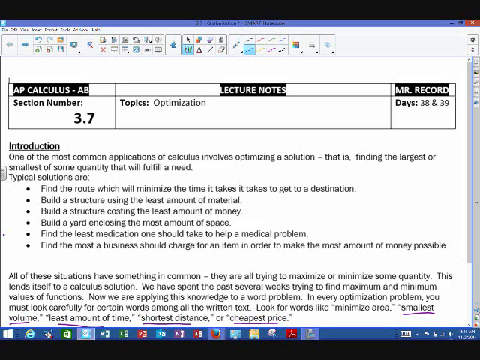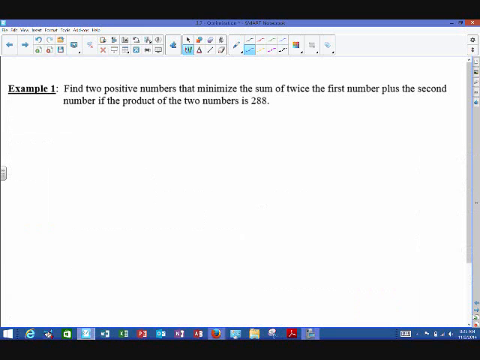Now, our first example that we're going to do here, I'm going to try to get two examples in this particular video, doesn't have a whole lot to do with the real world. But I thought this was a pretty easy problem to get introduced to optimization. It says in example 1, find two positive numbers that minimize the sum of twice the first number plus the second number if the product of the two numbers is 288.